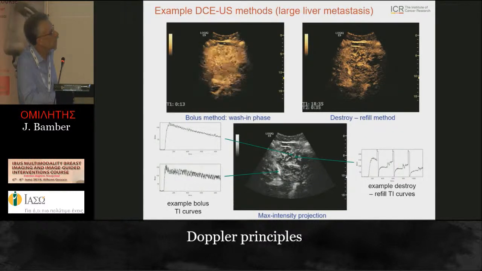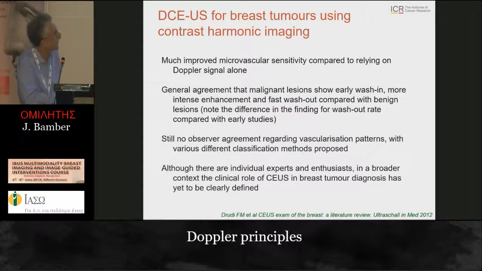And you can accumulate data over one of these bolus injections with what's called a maximum intensity projection image and get a beautiful picture of the microvasculature in this sort of pattern. Not much of that is done in breast tumours. There's still plenty of scope for work in this area and further research. The most recent techniques for breast tumours using contrast harmonic imaging use this improved microvascular sensitivity compared to relying on Doppler signal alone.